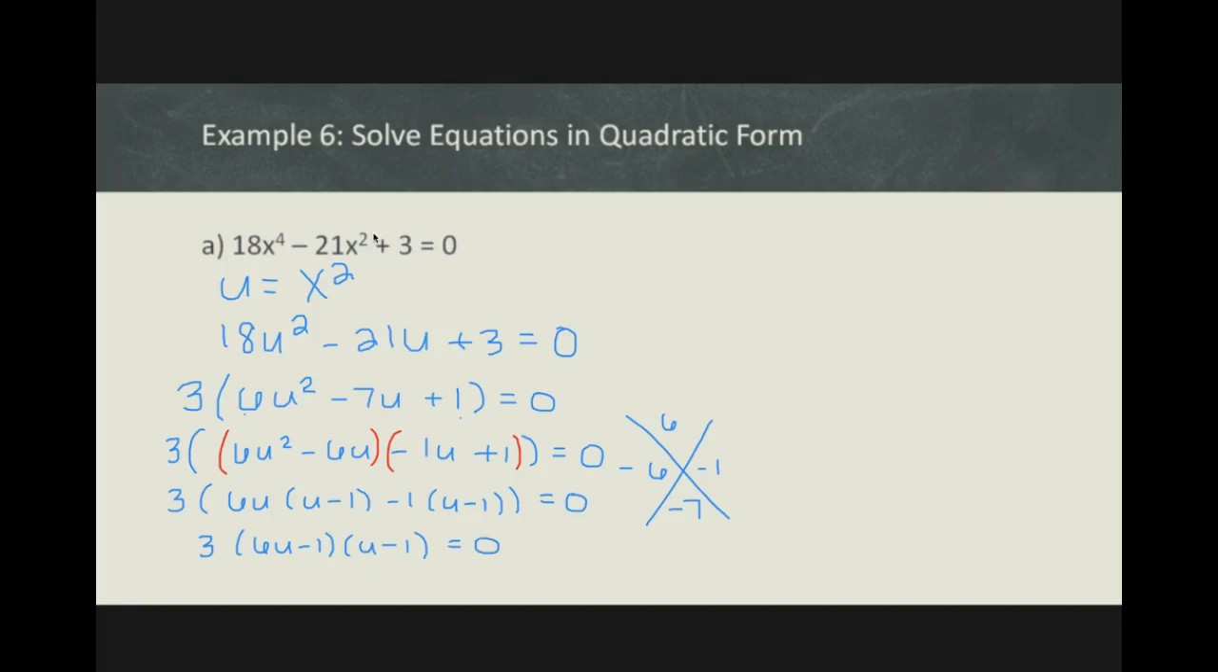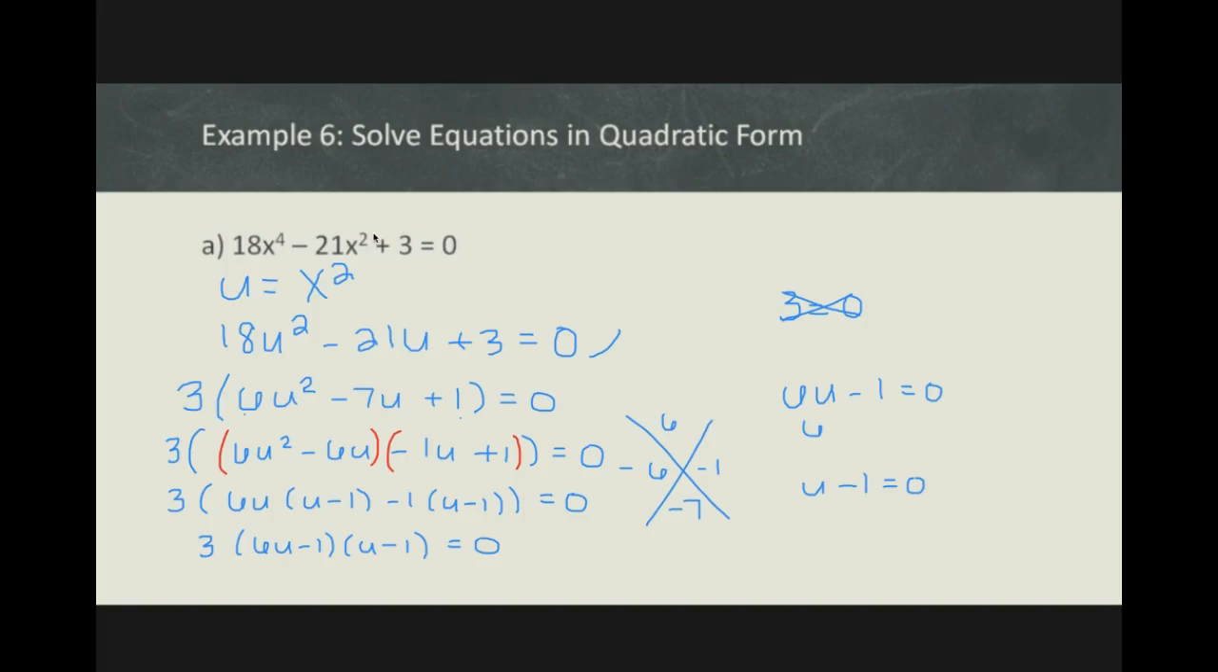So in factored form, we have 6u minus 1 times u minus 1 times 3. Now this is factored form with respect to u, not x. Our goal is to solve for x. So what we're going to do is take our zero product property, which says you set each factor equal to 0. So that's 3 equals 0, 6u minus 1 equals 0, and u minus 1 equals 0. We know that 3 never equals 0, so we don't have to worry about the GCF.